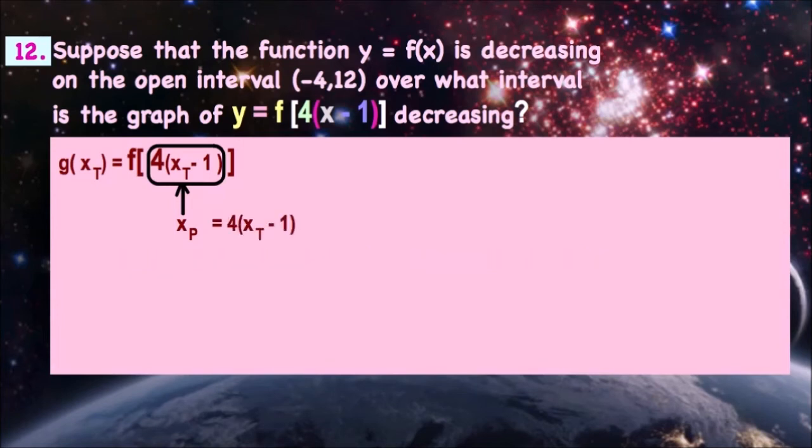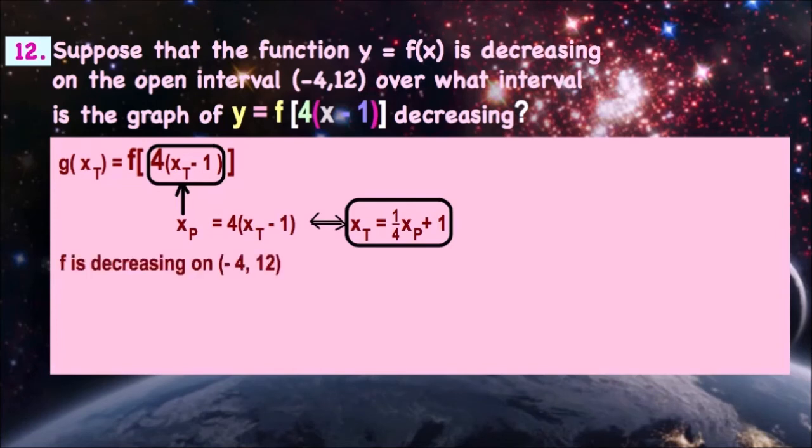x parent equals 4 times the quantity x transformation minus 1, which is equivalent to x transformation equals 1/4 x parent plus 1. f is decreasing on the open interval (-4, 12). Thus, -4 is less than x parent, which is less than 12.